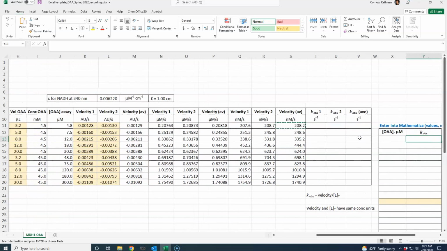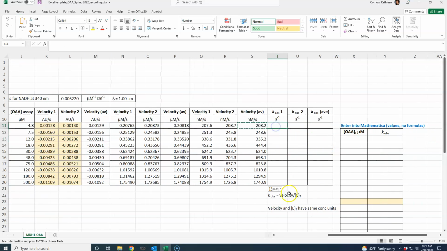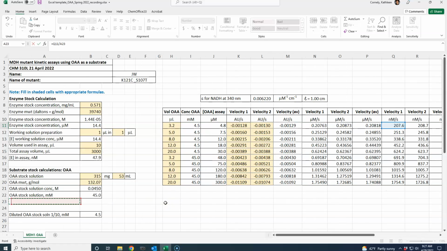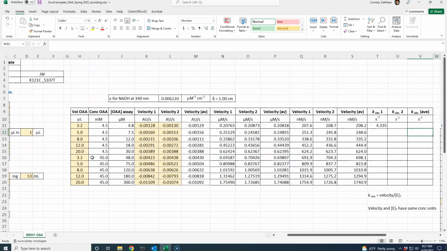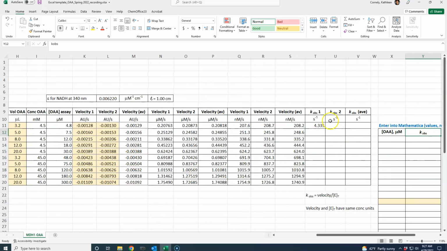Okay, so the next thing I want to do is calculate K observed, and K observed is the velocity divided by the total enzyme concentration. So we'll get units of reciprocal seconds because, again, the concentration units of nanomolar are the same. So for the first trial, I take the velocity and divide it by, and I have to go way back here and look at my enzyme concentration in nanomolar in the assay. So that will give me my K observed. So again, I want to copy this. So let's convert this B16 into an absolute reference, and I can copy that.